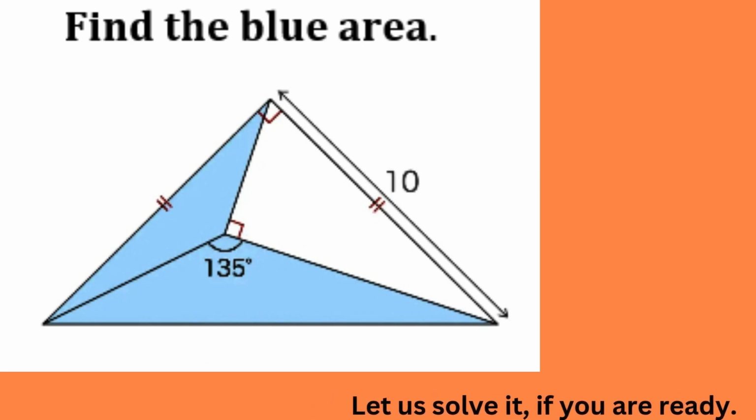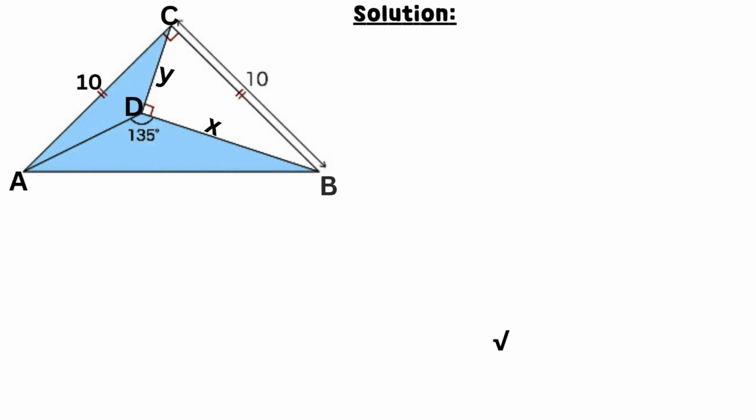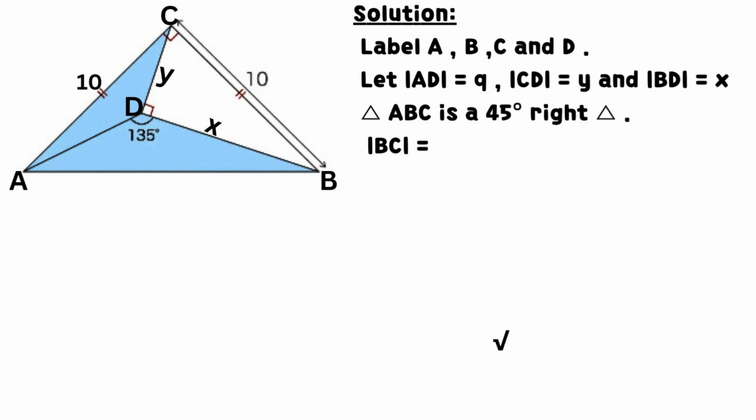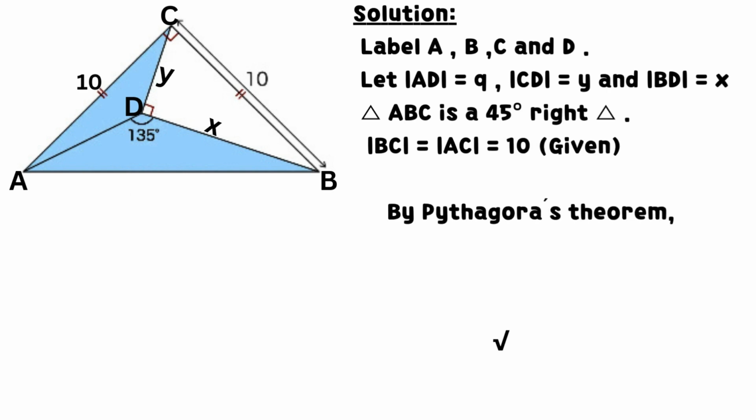Find the blue area. Label A, B, C and D. Let line AD be equal to q. Line CD be equal to y and line BD be equal to x.